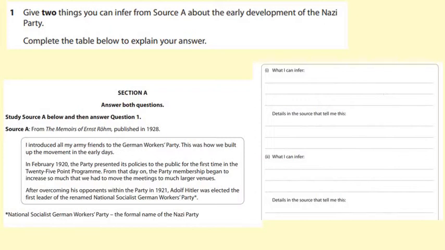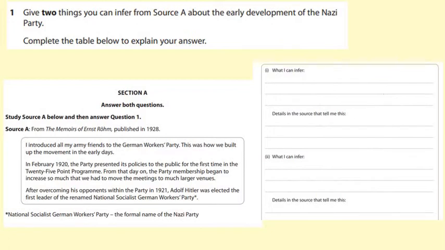I introduced all my army friends to the German Workers' Party. This was how we built up the movement in the early days. In February 1920, the party presented its policies to the public for the first time in the 25-point programme. From that day on, the party membership began to increase so much that we had to move the meetings to much larger venues. After overcoming his opponents within the party in 1921, Adolf Hitler was elected the first leader of the renamed National Socialist German Workers' Party.